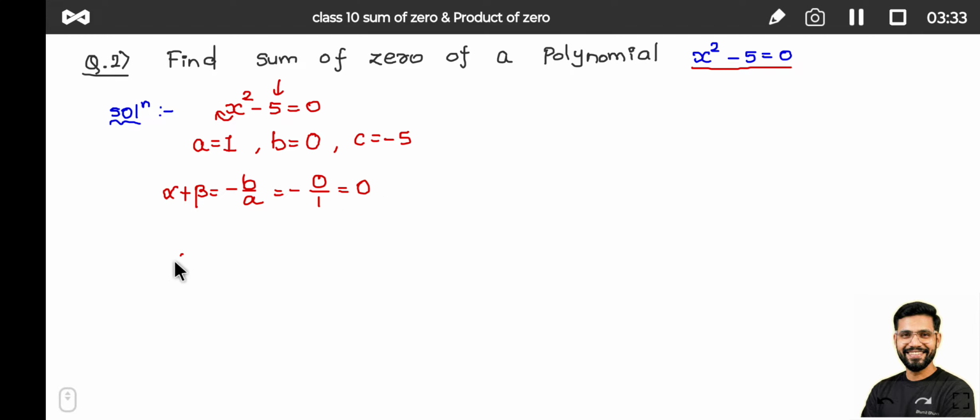After that, the product of zeros, which is alpha into beta. The formula is c upon a. The value of c is minus 5 upon a, which is 1. So the answer is minus 5. Whenever a term is missing, in that case you can take its coefficient as 0. Look at the next question.